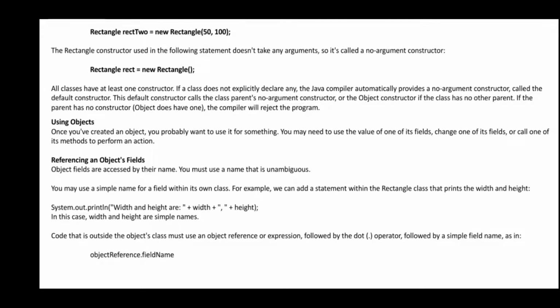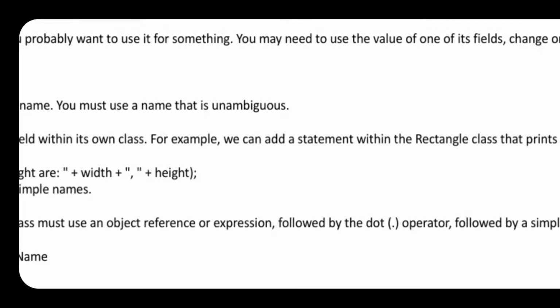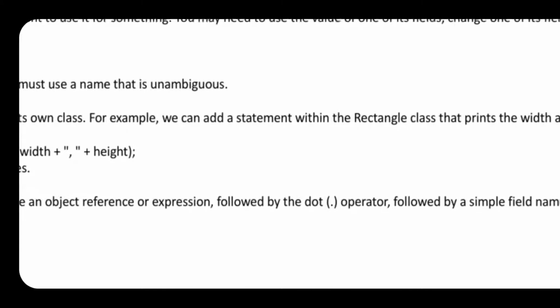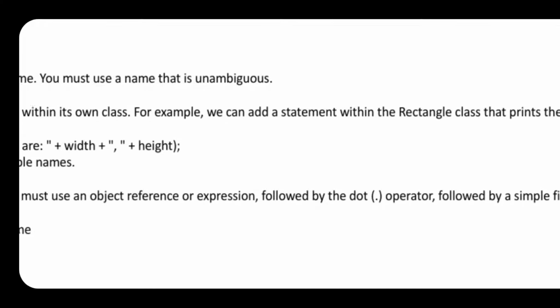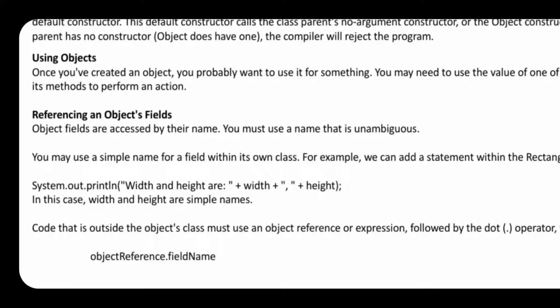That is, you may use a simple name for a field within its own class. You have defined a rectangle with width as well as height. For example, you can add a statement within the rectangle class that prints the width and the height. System.out.println is a printing statement, a displaying statement, which is going to display the values of width and height of a rectangle class.